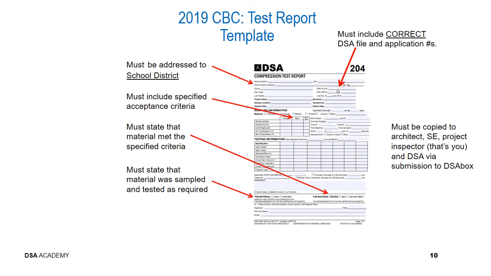I just want to point out that this template is not a mandatory form, but it's one that DSA would accept. However, the verified report forms, such as the 291, the 292, and the 293, are mandatory and have to be submitted using the proper form template.